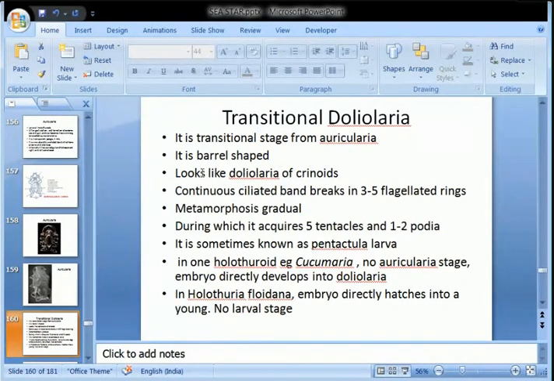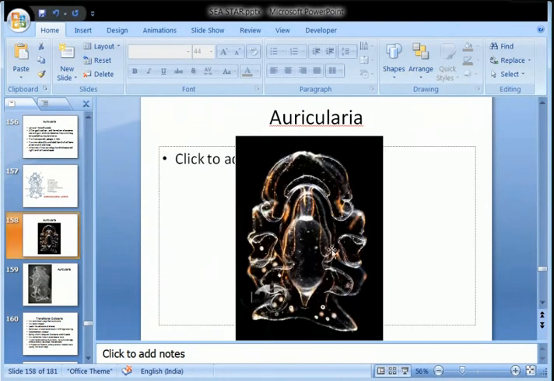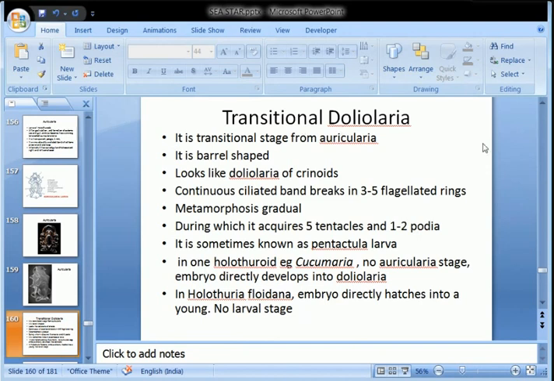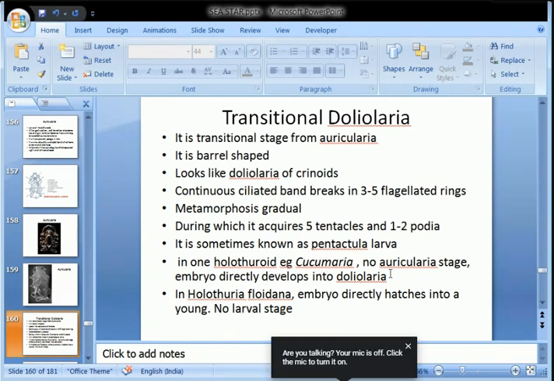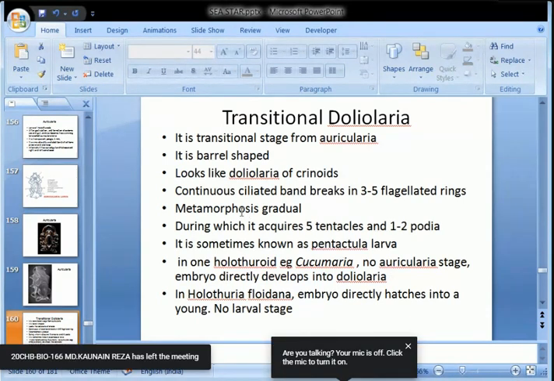Then there is a transitional doliolaria larva, right? It is a transitional stage from auricularia. Here, in some cases, this auricularia larva transforms into doliolaria and then into the sea cucumber, while in others it directly develops into the sea cucumber. So in some cases this transitional doliolaria stage occurs. It is barrel shaped and it looks like the doliolaria larva of crinoids.